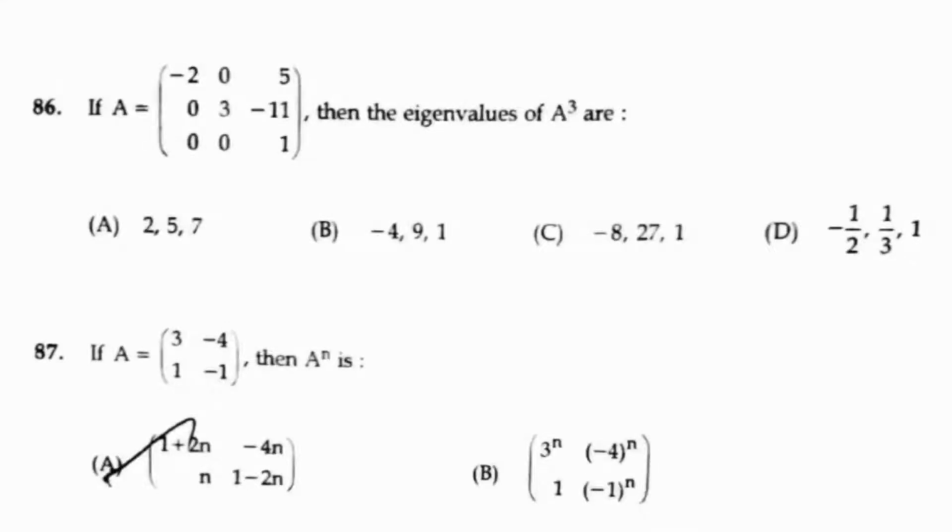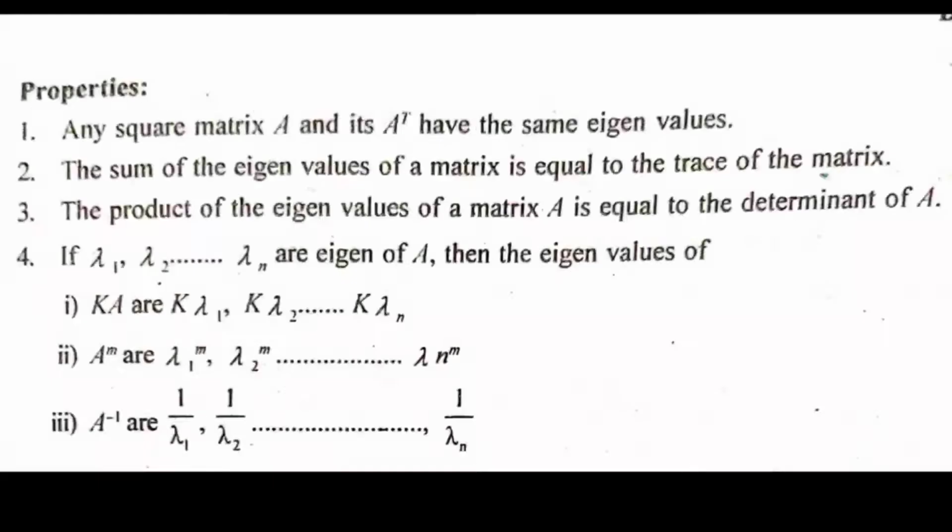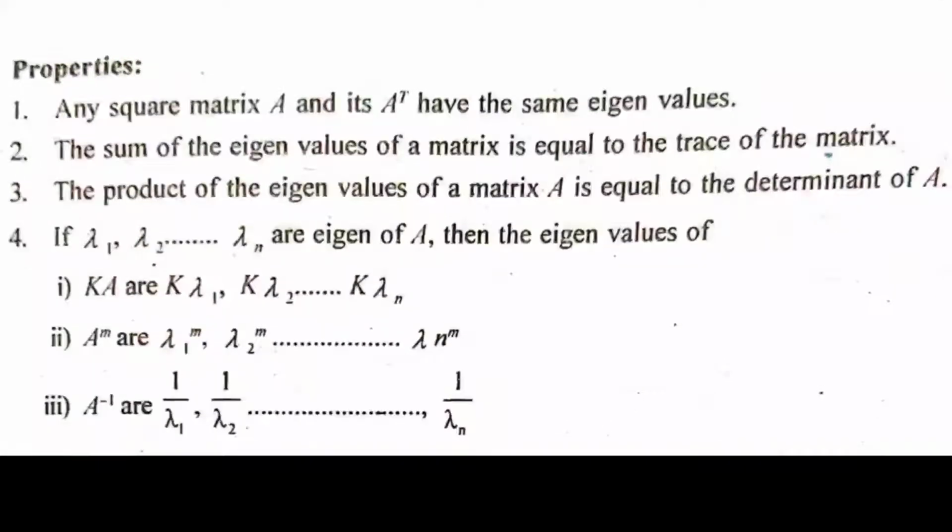So before going into finding the eigenvalues, first let us see the properties of the matrix here. These are some of the basic properties to be known for the matrices. The first one is any square matrix A and its A transpose will have the same eigenvalues only. So if we are asked for the A transpose matrix, we can find the eigenvalues for A alone. That is enough. The second property is the sum of the eigenvalues of the matrix is equal to the trace of the matrix.